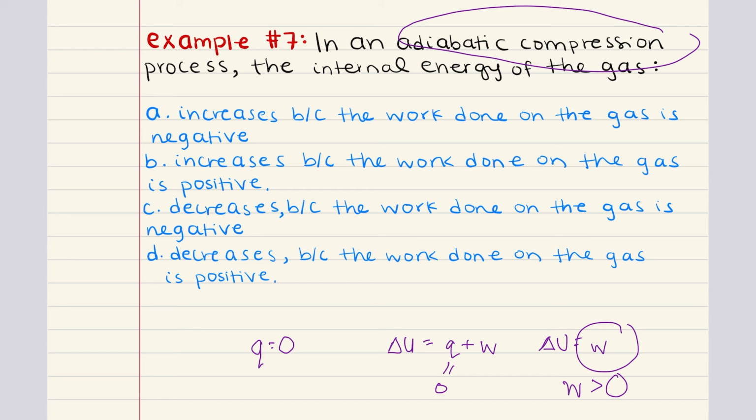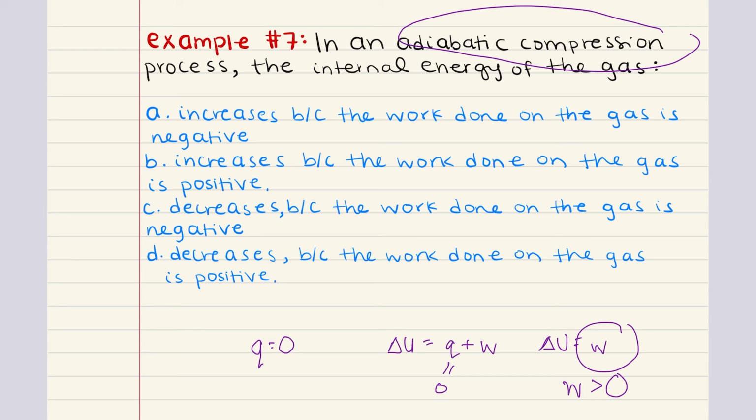Now, since change in internal energy for an adiabatic process is just equal to work, and work is positive, that means that the internal energy of the gas increases during the adiabatic compression process. In a gas, internal energy is closely related to the temperature. So if the internal energy increases, the temperature of the gas also increases. But that's not what the problem is asking. I just wanted to add that last tidbit in just for you to keep in mind.